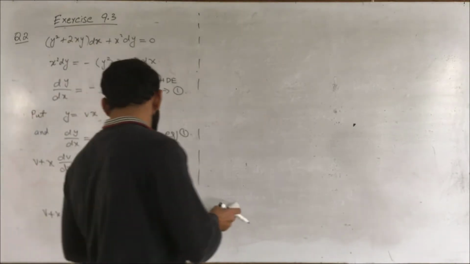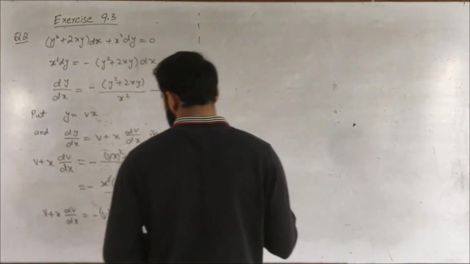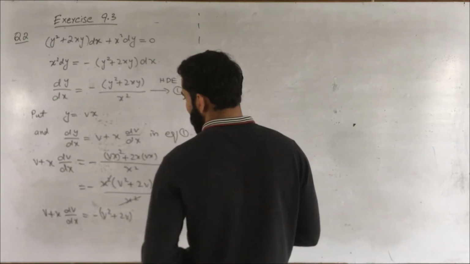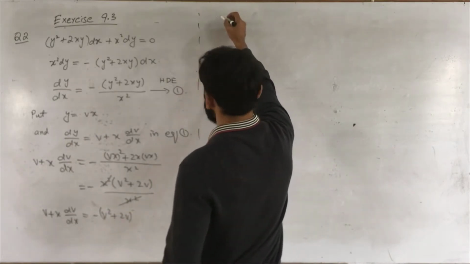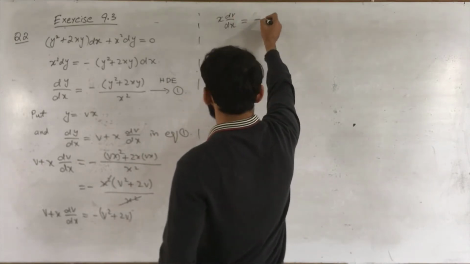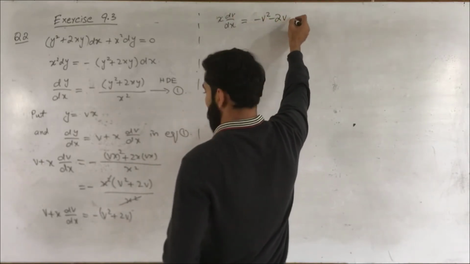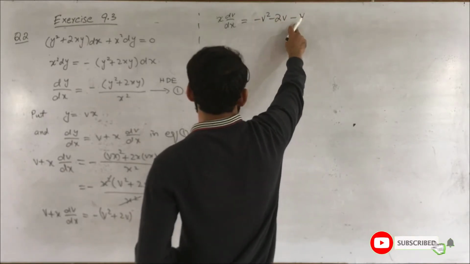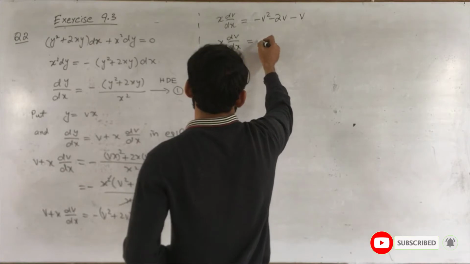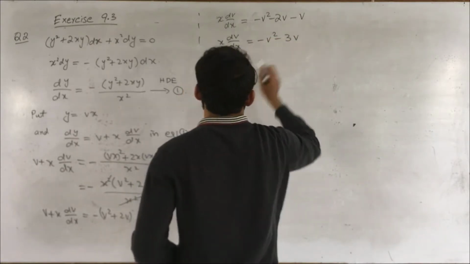By separating the variables of x and y, this is now converted to a separable equation. So we have to separate the variables, which can be separated as x dv over dx is equal to minus v square minus 2v minus v. This minus v is from the other side of equality. dv over dx is equal to minus v square minus 3v.